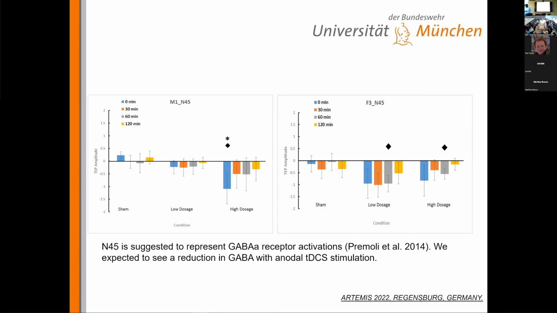So the N45, which has been shown already to be associated with GABA A receptors, we see a decrease of that peak in both the low and the high dosage for both the motor cortex and then the prefrontal cortical area. And here we see only significance for the high dosage. Of course, we expect that our nodal stimulation would reduce GABAergic transmission in the motor cortex, as well as, of course, in the prefrontal cortical area.